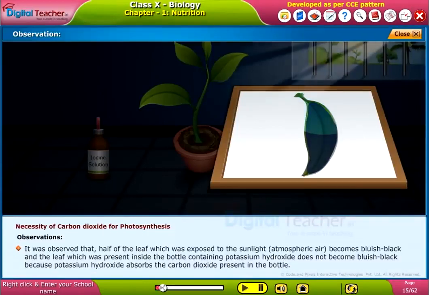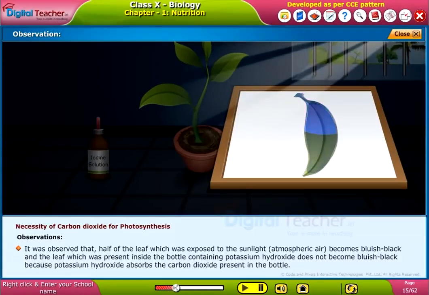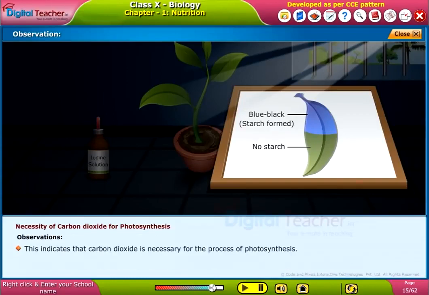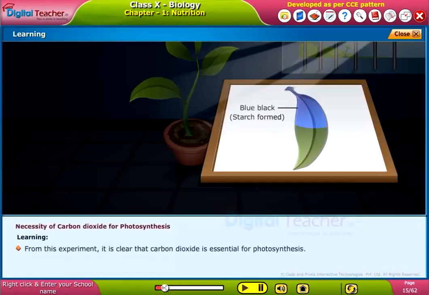It was observed that the half of the leaf exposed to the sunlight and atmospheric air becomes bluish black, and the leaf inside the bottle containing potassium hydroxide does not become bluish black, because potassium hydroxide absorbs the carbon dioxide present in the bottle. This indicates that carbon dioxide is necessary for the process of photosynthesis. From this experiment, it is clear that carbon dioxide is essential for photosynthesis.